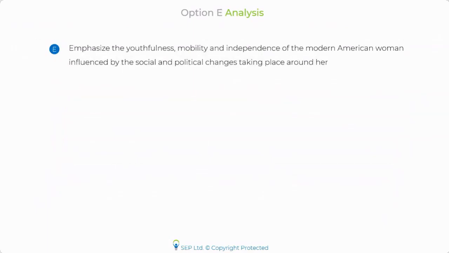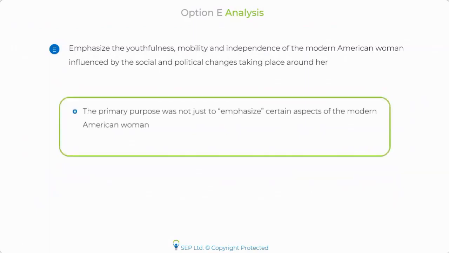Now, E, if you remember, was how the term new woman was defined by the press. So this is very limited in scope. The purpose of the term new woman was not to emphasize youthfulness. This is how the popular press defined new woman. Definitely the term new woman was about youthfulness, mobility, independence. But this doesn't talk about the overall American identity that it defined. This is more from the point of view of the popular press.